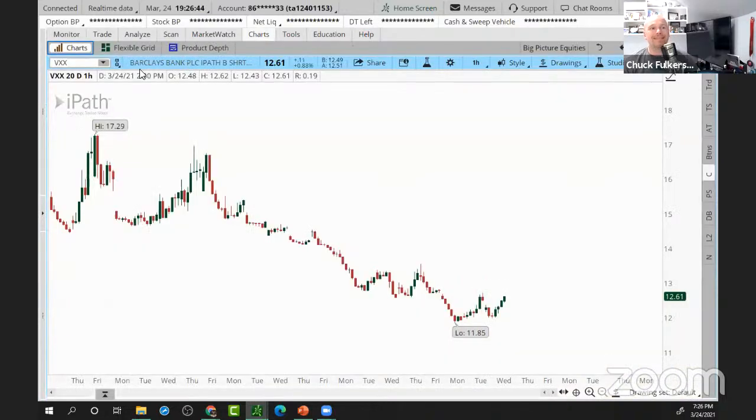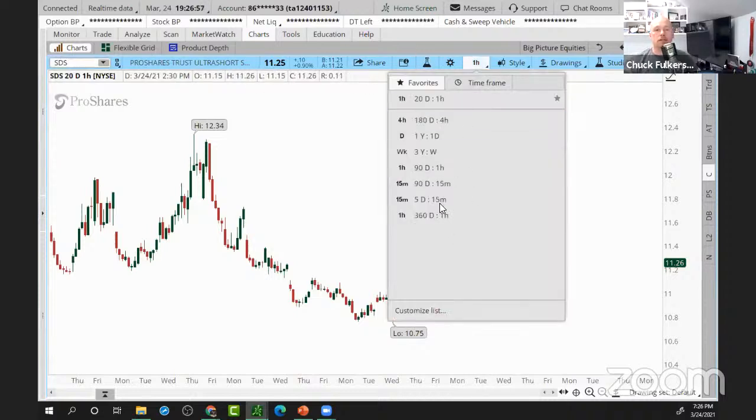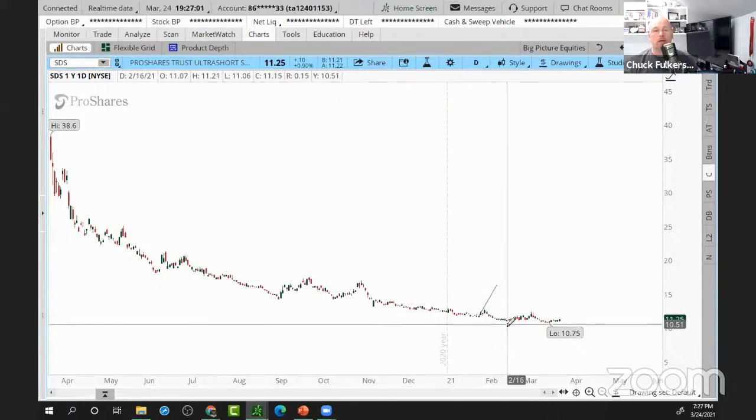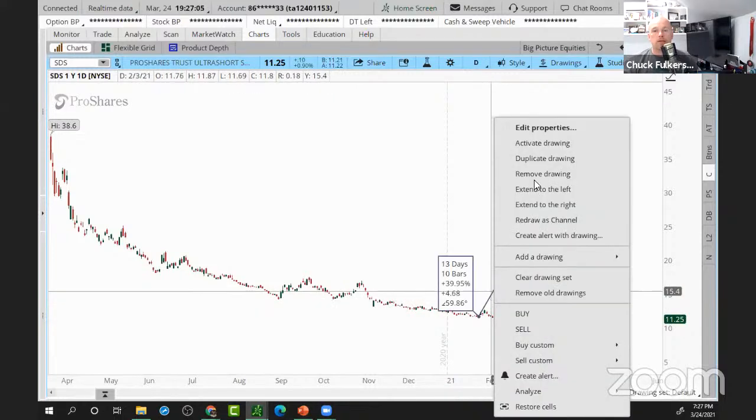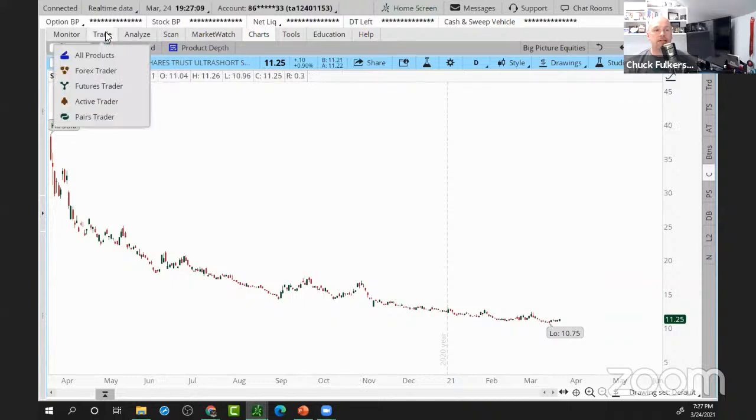Now remember, this is as a hedge position, and the chart is going to look terrible. When you pull up the SDS on a daily chart, it's going to look like it's going straight to the ground. Now, why would this look like it's going straight to the ground? Well, because the market itself is going straight to the sky. So this would be purely as a hedge against some of our other long positions.